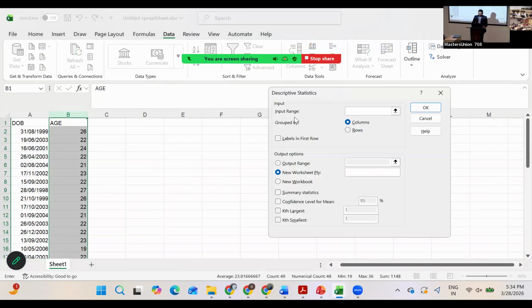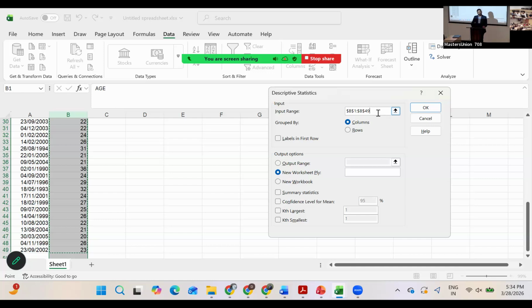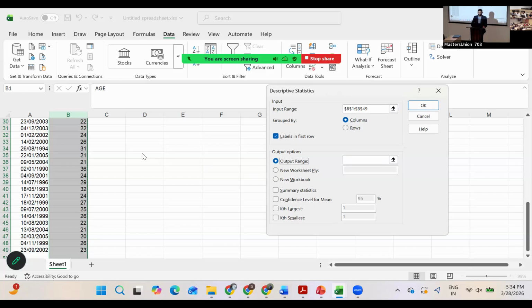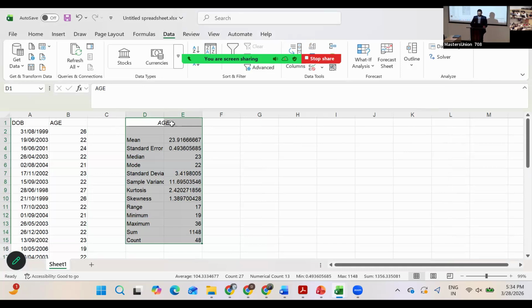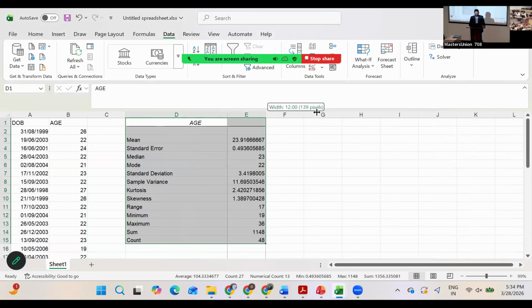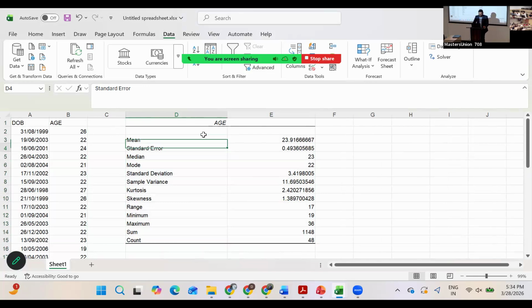So input range. So this is my input range. Age data. I've selected all 48 students, grouped by columns and all is fine. It is all grouped by columns only. I have label in the first row. Yes, I have. I want the output here only in this sheet itself. Let's say I am selecting it here. And then I say that, give me summary statistics. We'll talk about other things later. See, this is what you get. Now, you have mean, standard error, median, mode. You have standard deviation also. Now, standard deviation is 3.4.